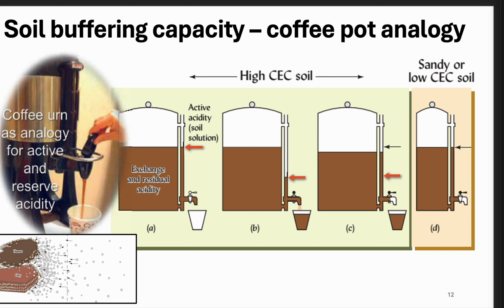So really, the action of removing a cup of coffee, you can think of as reducing the acidity in the soil solution, or removing acidity from the soil solution, generally by some sort of process like liming.